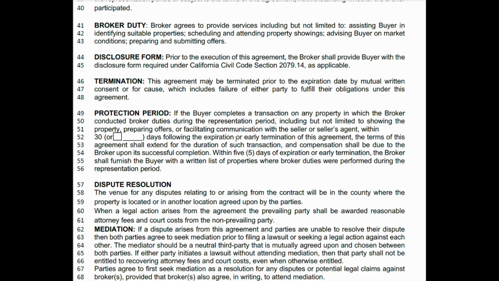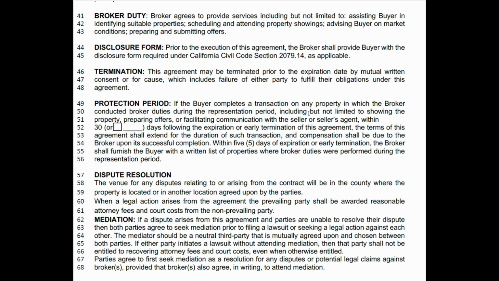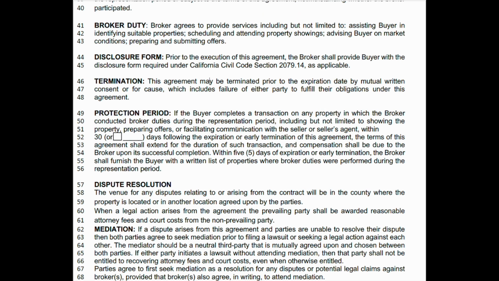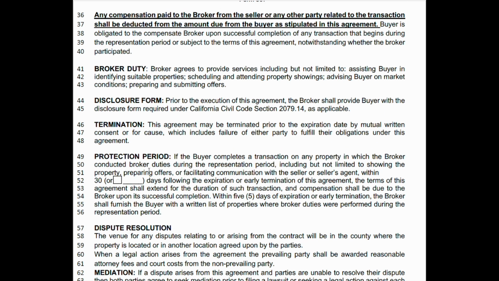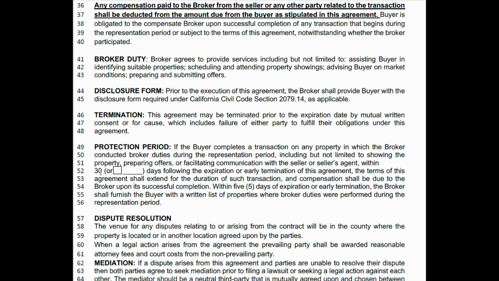Now, I'm going to read this part to you because this is very important. If the buyer completes a transaction on any property in which you did broker duties, and it explains a few of them, subject to, or including but not limited to, within 30 days after this expires, or 30 days after the early termination, and now you can change this. You can write 90 days if you want, but 30 is the standard. It's the boilerplate, okay? 30 is totally reasonable in my opinion. Well, the terms of this agreement shall extend for the duration of such transaction, and compensation shall be due to the broker upon successful completion.